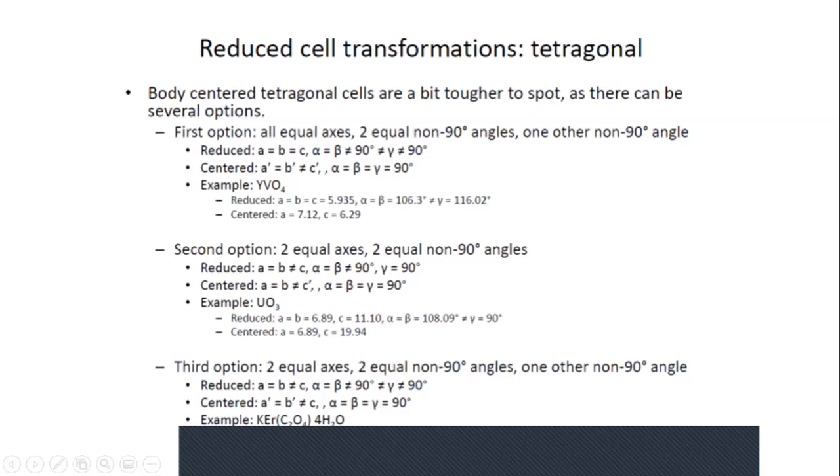Here we have another compound, it's uranium trioxide. So again, for the reduced cell, we have all different angles. a equals b not equal to c. But when we body center it, we set two axes equal to each other, and we set the angles equal to 90. You see the difference in the reduced cell and the centered cell. So again, what you're seeing here is that the centered cell is larger than the reduced cell, because you're incorporating more lattice points.